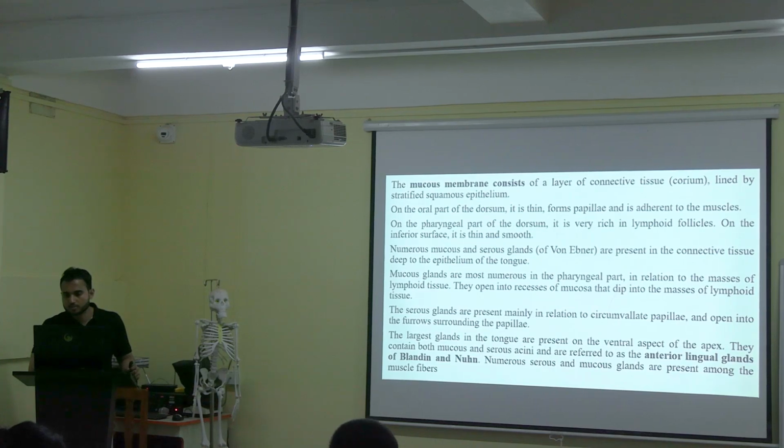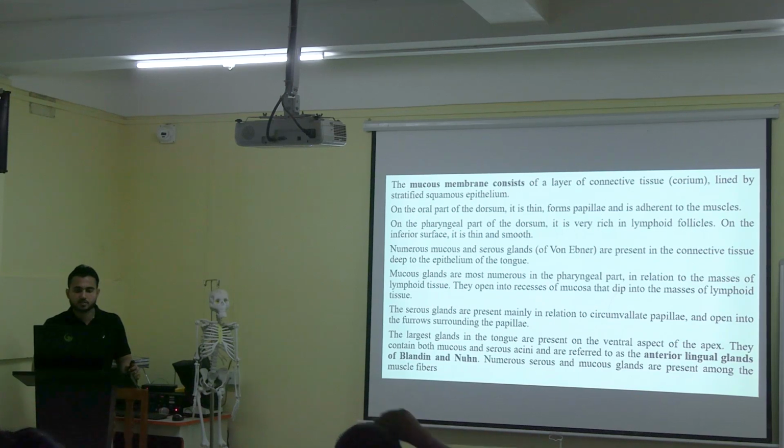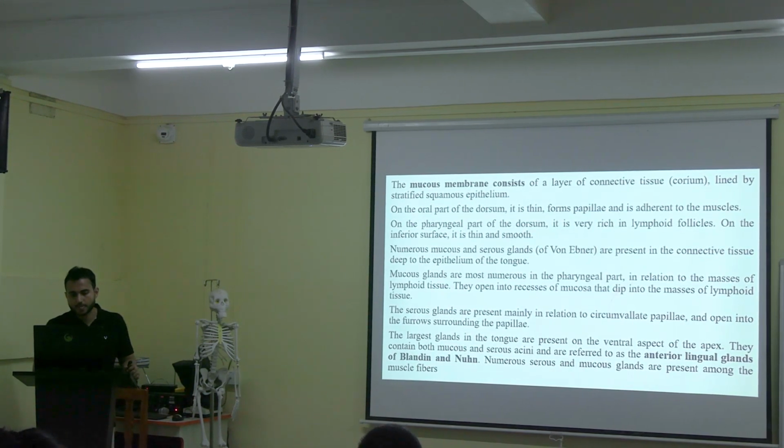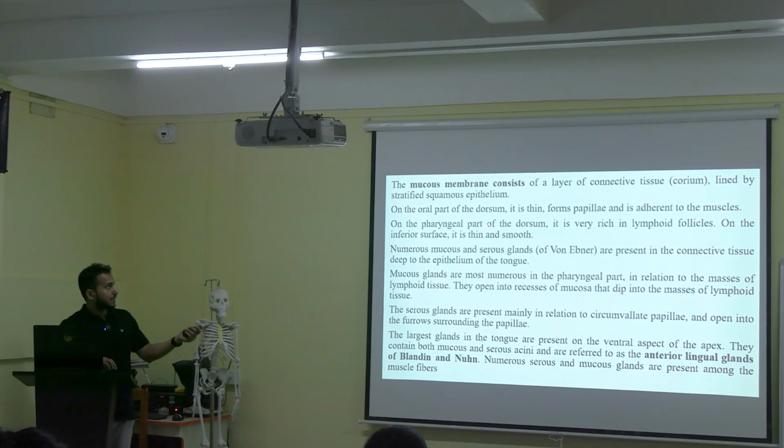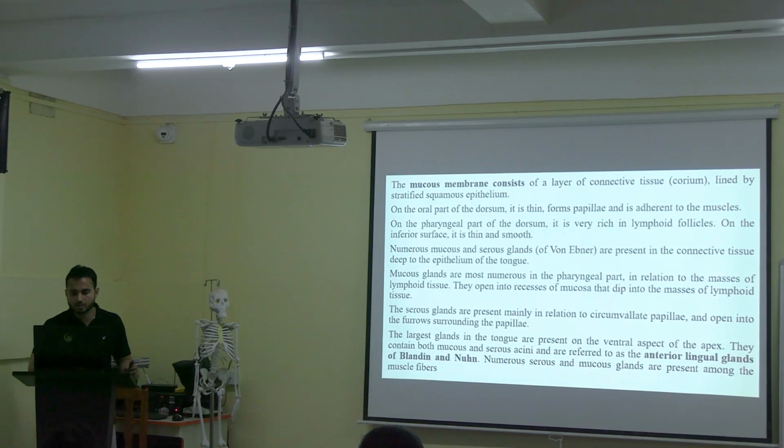So the mucous membrane consists of a layer of connective tissue lined by epithelium. Now what is the lining epithelium? Stratified squamous non-keratinized epithelium. Now on the oral part, that means the dorsum, it is thin, forms the papillae, and is adherent to the muscles of the tongue. The papillae are also formed by the mucous membrane.